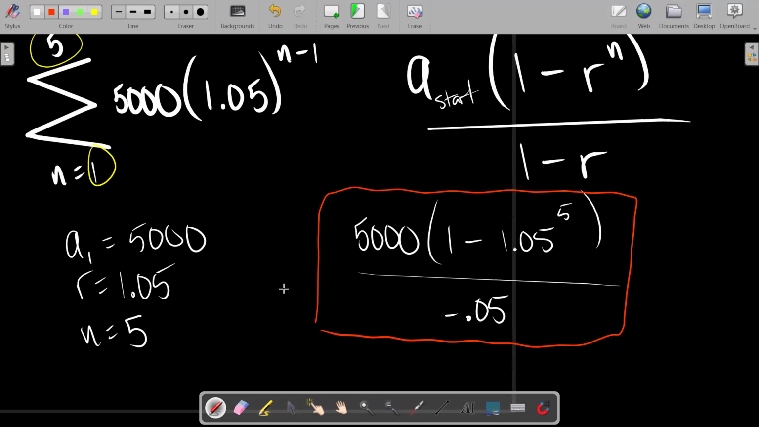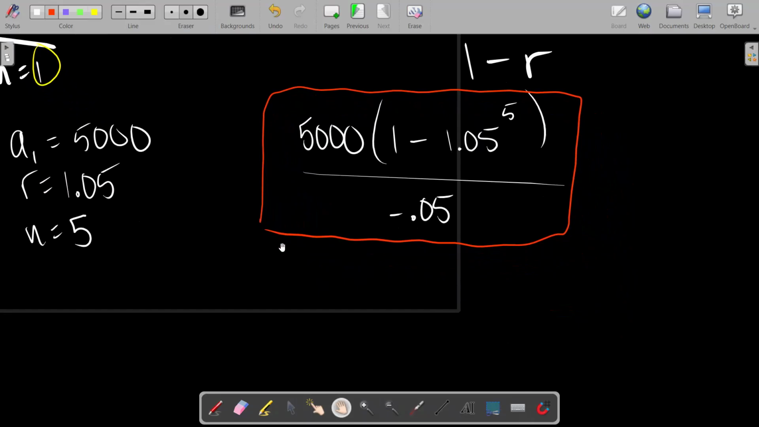So if we're talking about morning practice, we must have already typed this into our calculators. And if we typed it in correctly, assuming everything has gone well, if you round to the nearest whole number, you should have something that comes out to about 27,628.